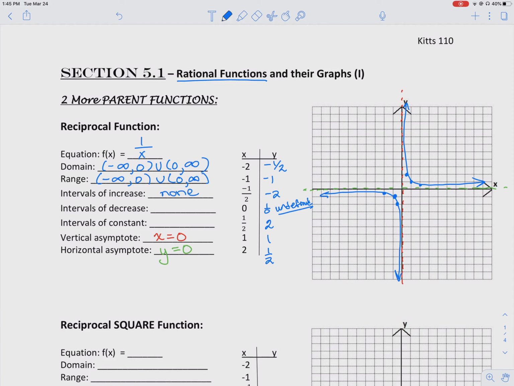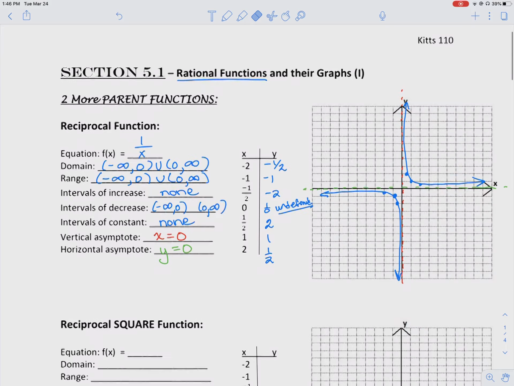Intervals of decrease, it's always going to be decreasing, but notice we have to watch out for where the vertical asymptote is 0. So it's going to decrease from -infinity up to 0, and it's going to decrease from 0 to infinity. Intervals where it's constant, it's always going down, so we're not going to have any of those. Okay. So that is the first of two of our parent functions.